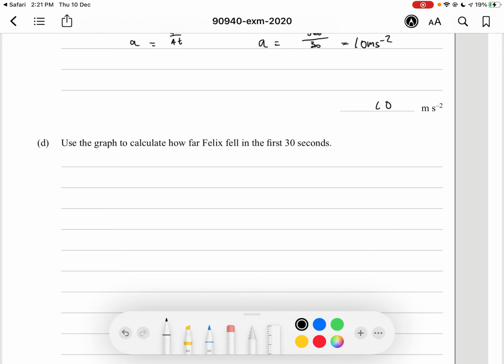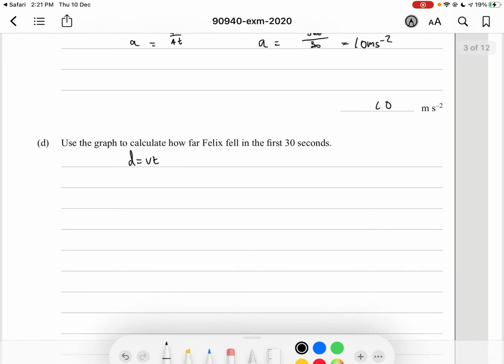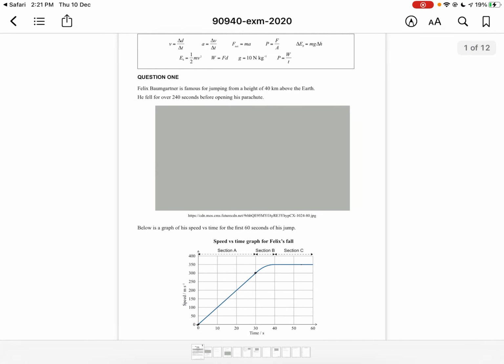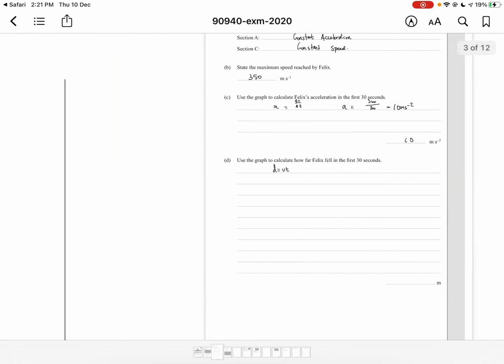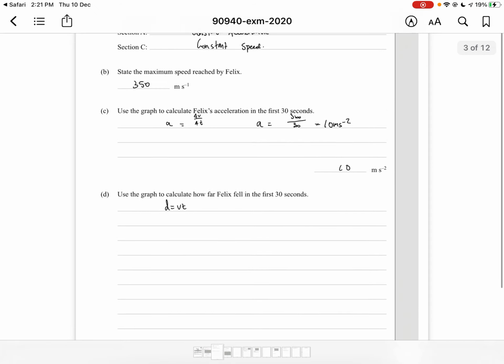Question D, use the graph to calculate how far Felix fell in the first 30 seconds. In this case, we're just going to be calculating the area under the graph since we know that d equals v times t. We can just say that the velocity at any moment times the time is going to be the area underneath the graph, and that's going to be the distance traveled by Felix.